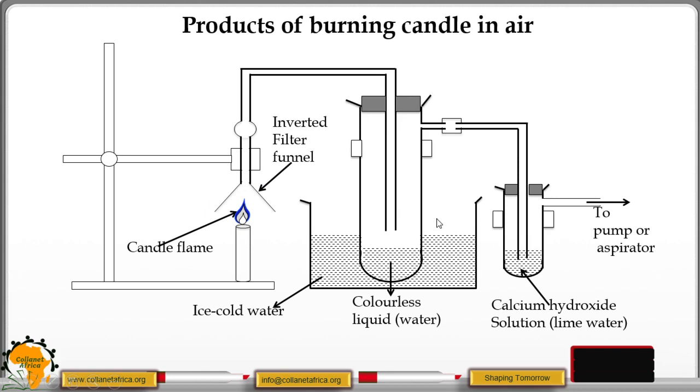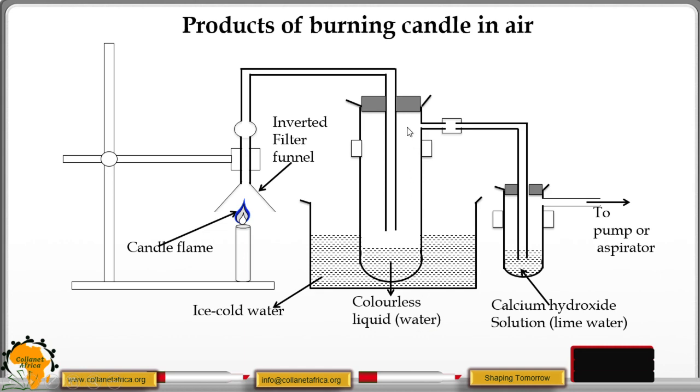The first tube is surrounded by ice cold water. So we have a basin of ice cold water. In this tube, you can see a colorless liquid being formed. It's being formed because, when it's coming from the flame, it is water in gaseous form, which we normally call steam. That steam is condensed by this ice cold water. Once it is condensed, we obtain the colorless liquid, and that colorless liquid is water in liquid form.